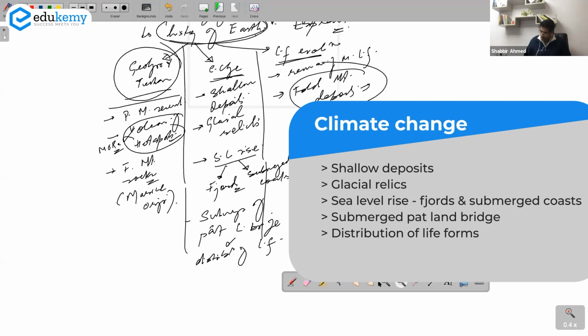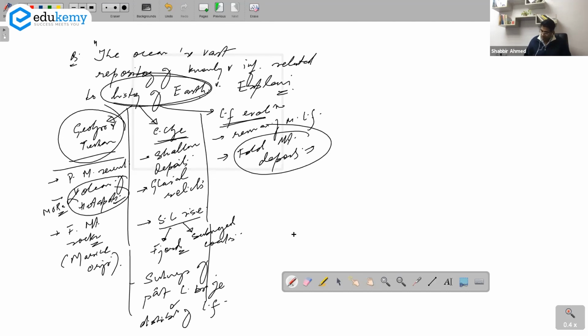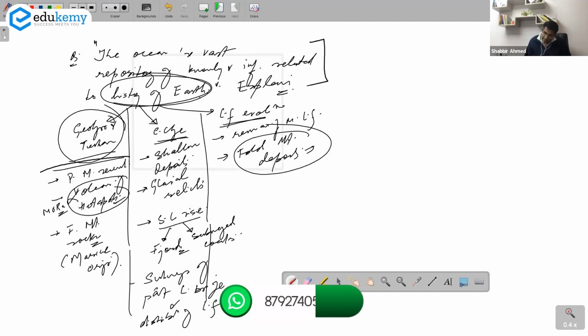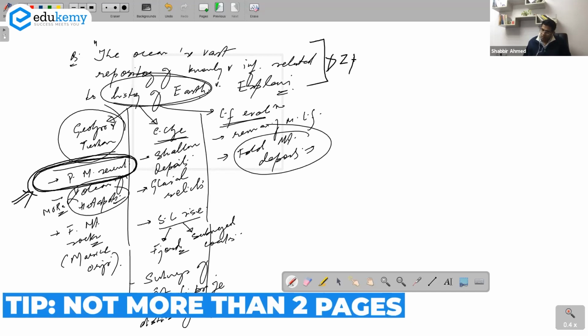When you start off the question, you'll realize, I don't know how much we will write, are there enough points or not. And most of you will always recall the paleomagnetic reversal. That you will definitely remember. Beyond that you will forget everything and write the entire answer on paleomagnetic reversal. This is not more than 2 pages.